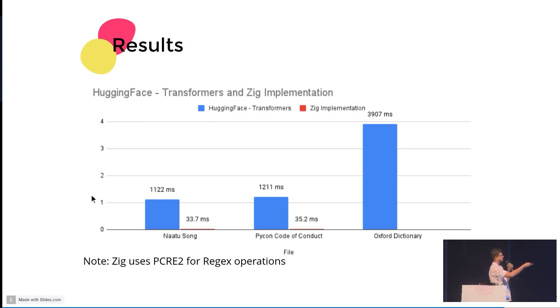But if you see the Oxford Dictionary, there is no metric. Now, why is there no metric? Because Zig wasn't generating any token IDs. I think it just hung up. It just kept idle. It's processing, but it's not generating any token IDs. Now, why is it happening?